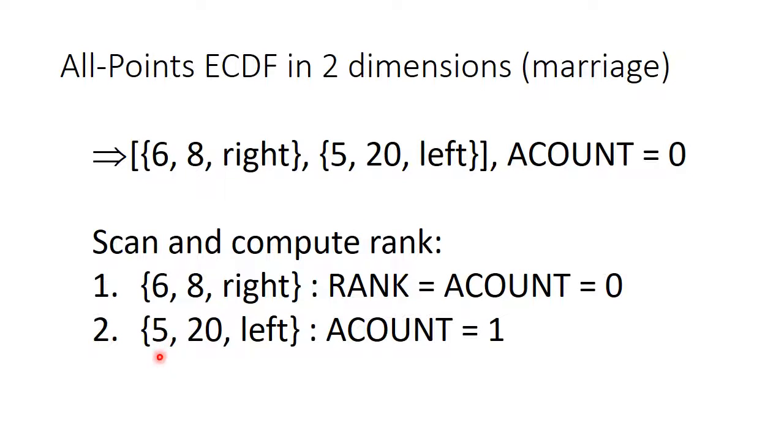Then we'll continue our scan. We'll hit the next point, which is from the left. We already know the rank is 0 for this point, because there's only 2 points. This is the base case. But what we need to do is update our a count, because we've seen a point from the left. So we can update our a count, and it becomes 1. We just increment it for this. So, supposing there was a third point, which there isn't, that was from the right side, that third point would then have a rank of at least 1, because it dominates at least this point.